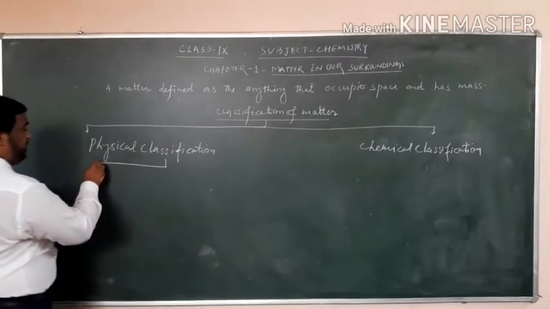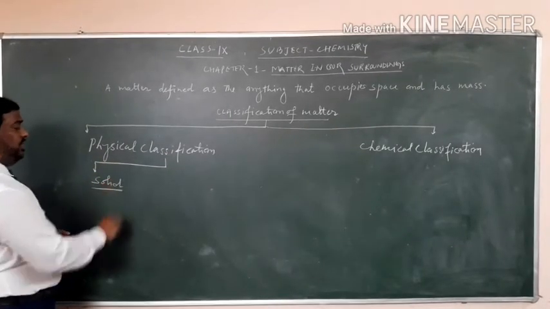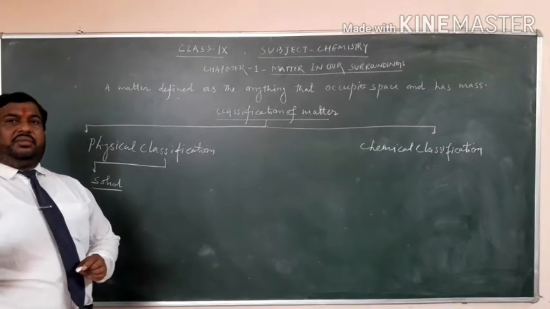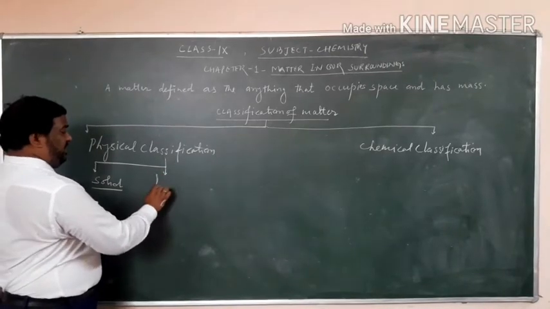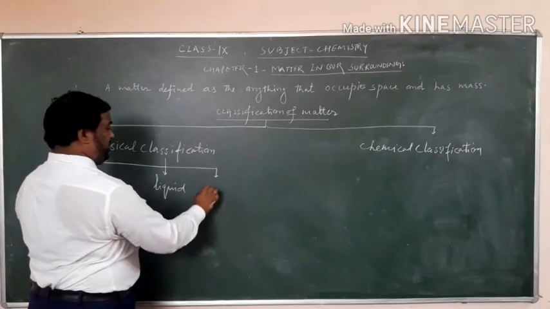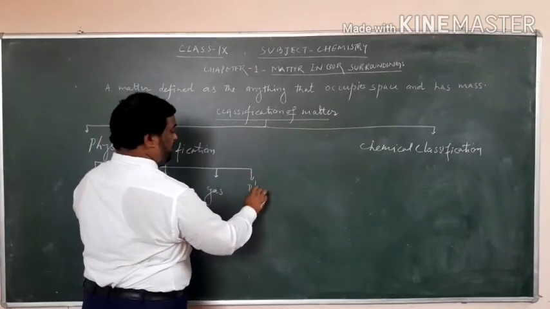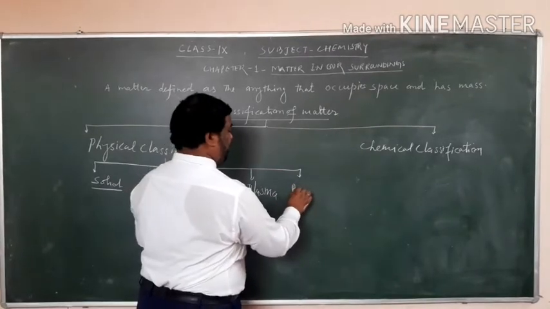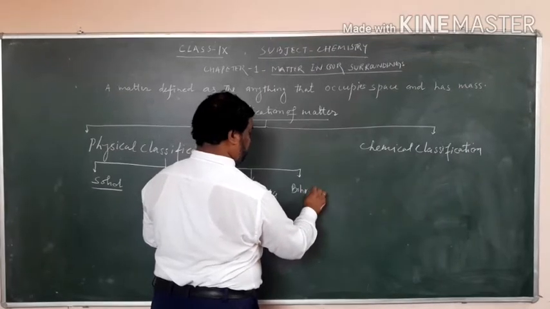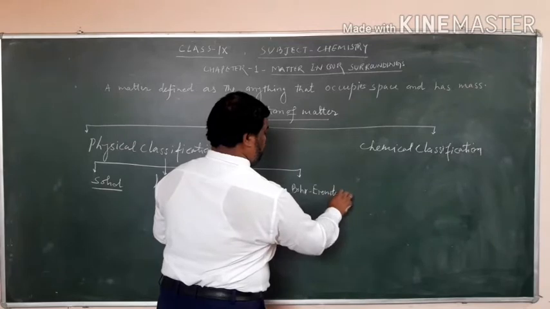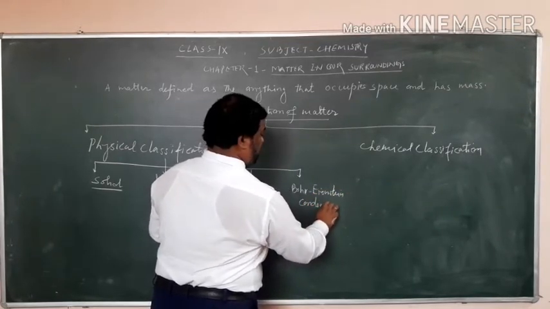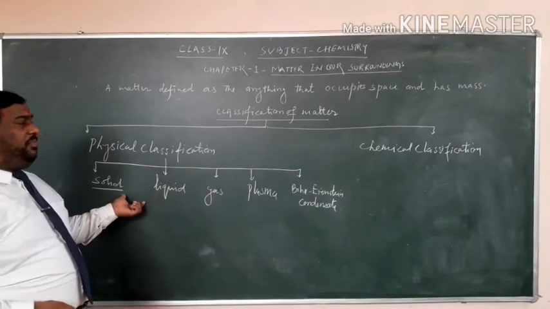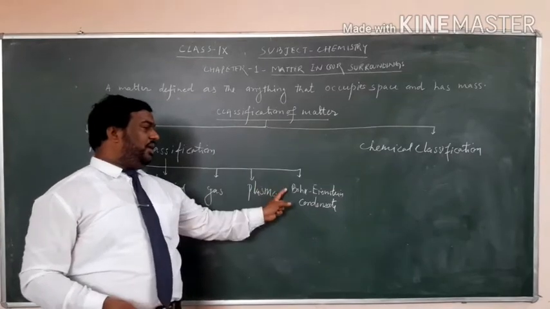These are: one is solid, having particles close to each other, a rigid nature and a high density. Second, liquid, next gas, next plasma, and last is Bose-Einstein condensate. So these are the 5 phases of matter: solid, liquid, gas, plasma, and Bose-Einstein condensate.